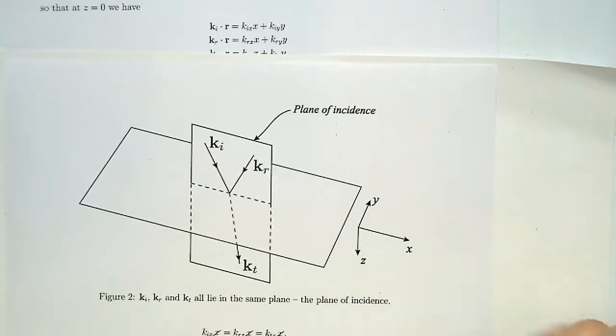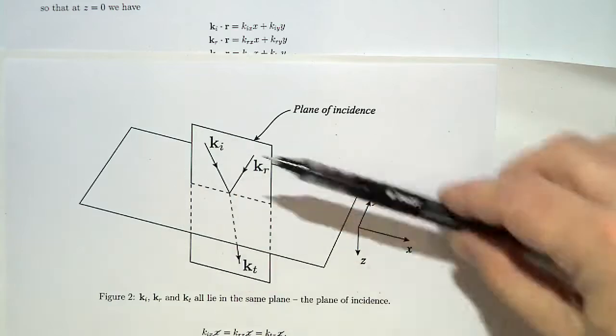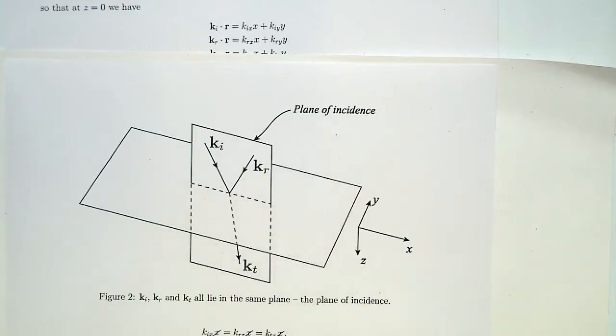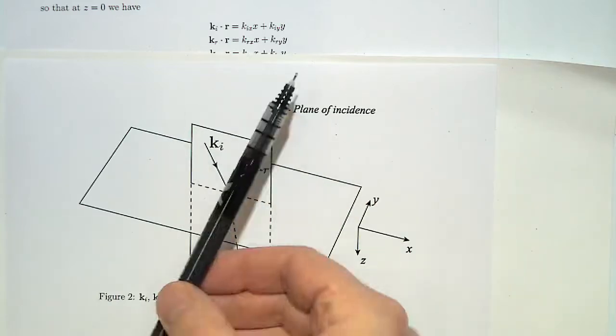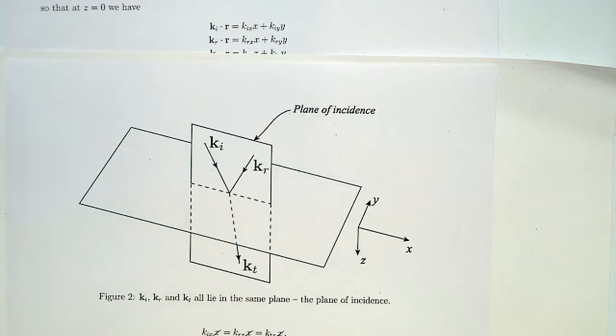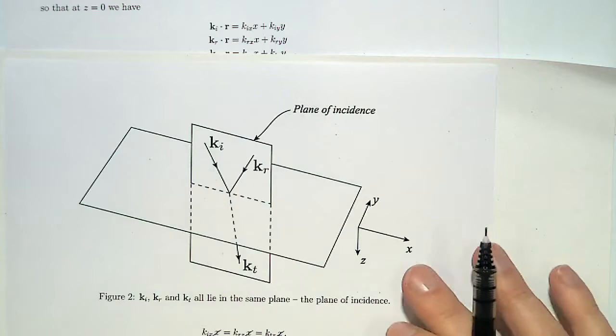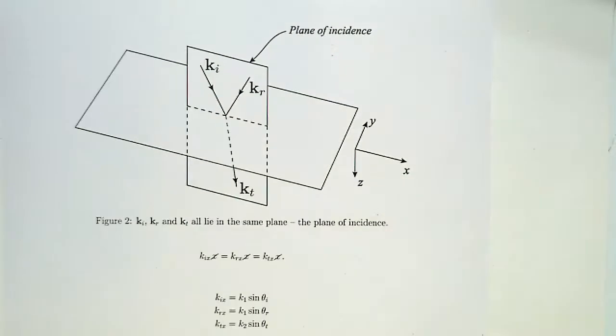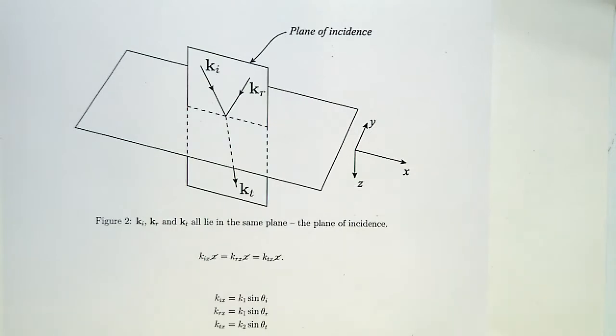Hence, we can deduce that KI, KR, and KT must all lie in the same plane, right? So we rotate, I've defined a plane of incidence along the x-axis within which KI lies, and now KR and KT also must lie in that plane. So now, there are no more y components. I only have, for the phase relationship at the boundary, that KIx x equals KRx x equals KTx x. And of course, I can now also cross out the x values.